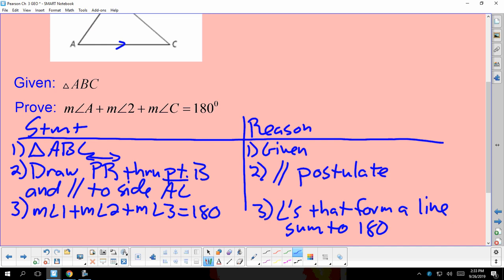Right? We're not going to say linear pairs because there's three of them, right? There's actually three angles, so I can't say linear pairs.